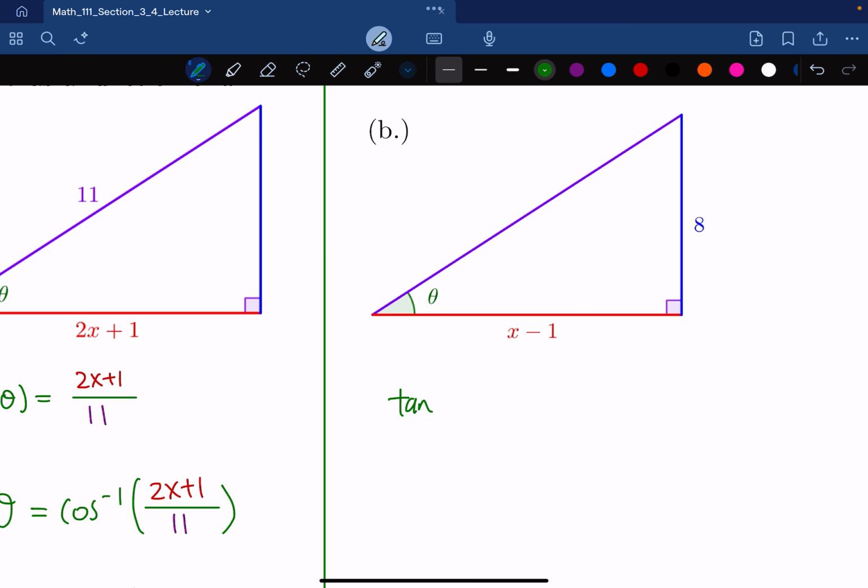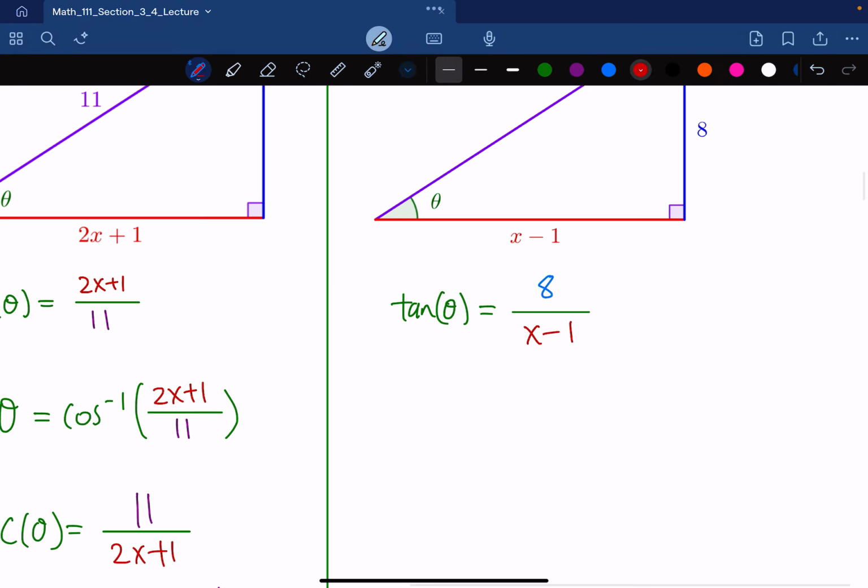So tangent theta is equal to opposite over adjacent. Okay, and from here we go ahead and hit it with the inverse function to the other side. Theta equals, just for the sake of getting used to it, I'm going to use arc notation here. Arc tangent of 8 over x minus 1.